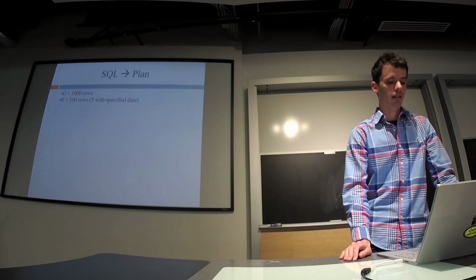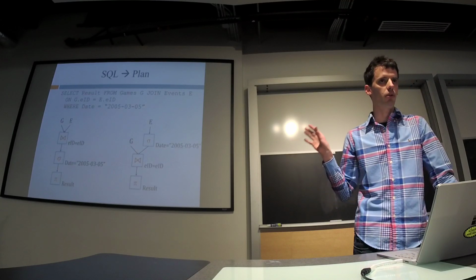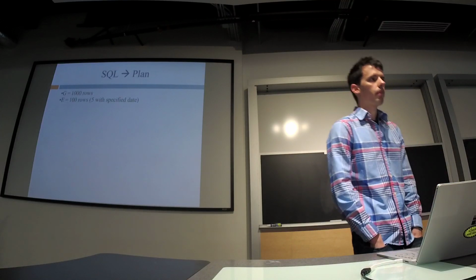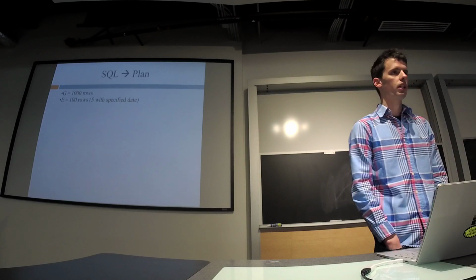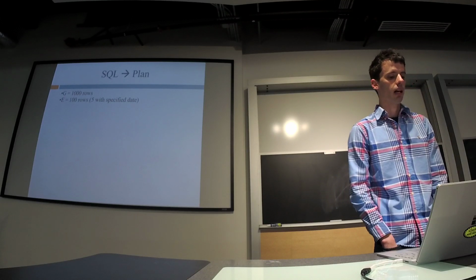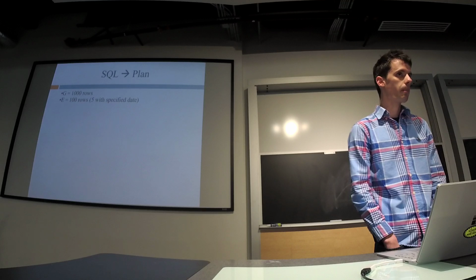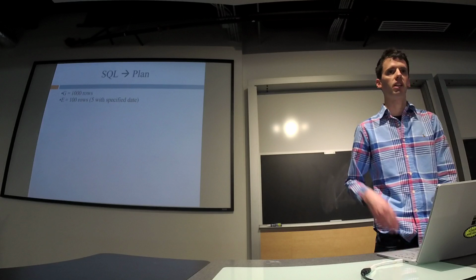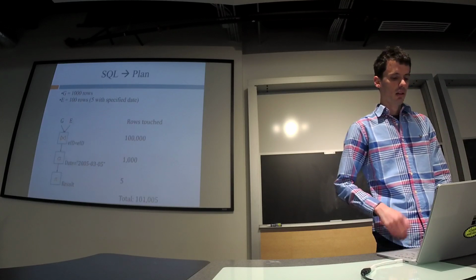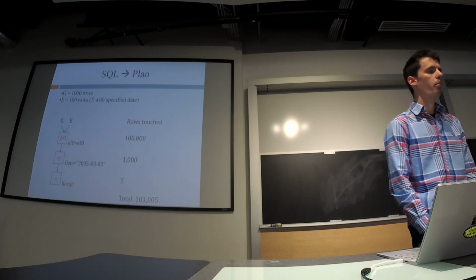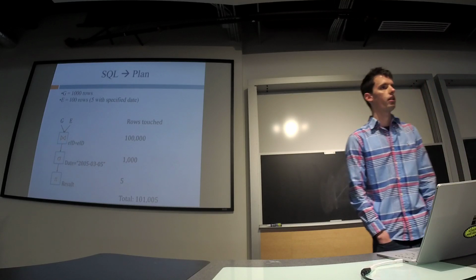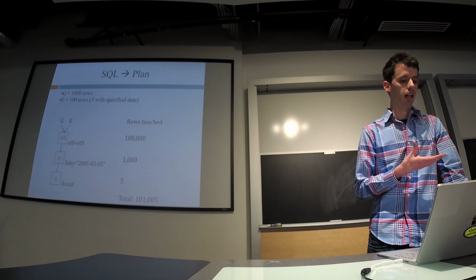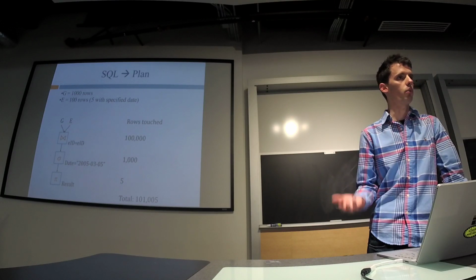Okay, so let's break this down with more details, actually. Let's say there are 1,000 rows in G, so 1,000 games, and 100 rows in E, and 5 of them on that date. So instead of 1, maybe there's 5. Okay, so here's the one on the left. How many rows do we have to touch in order to execute this plan? So the join is 1,000 times 100, 100,000.